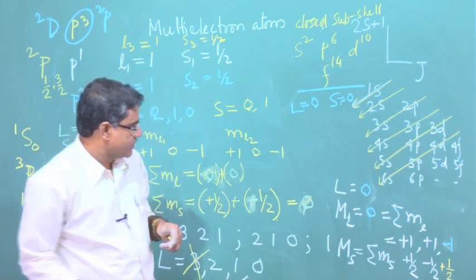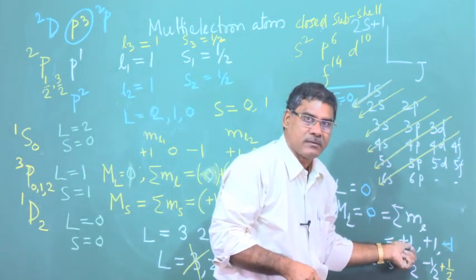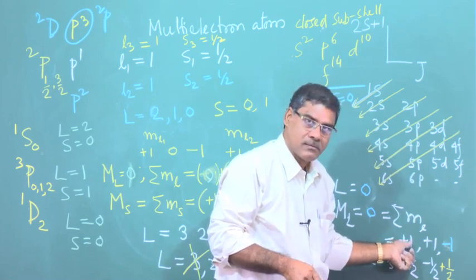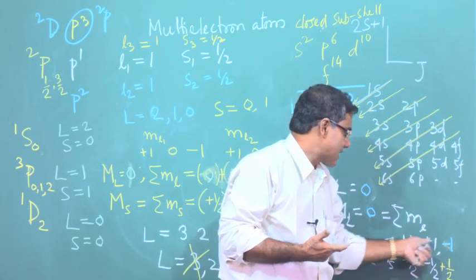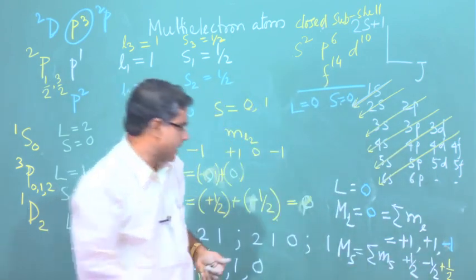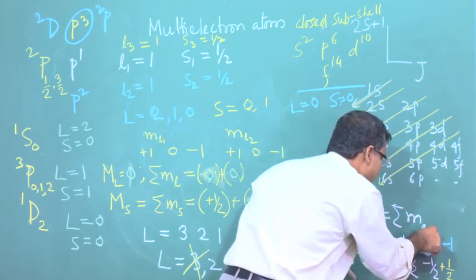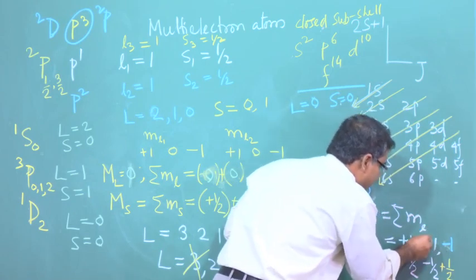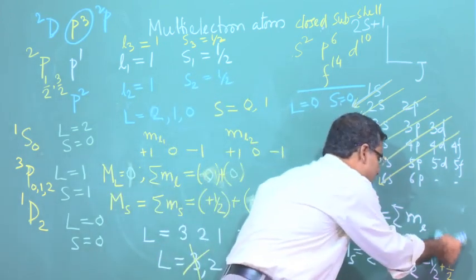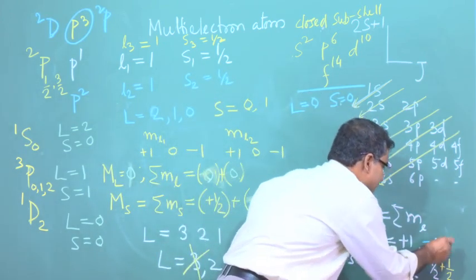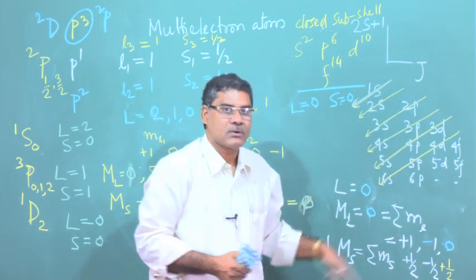So, how can we get 0? We can take plus 1 and minus 1, then it is 0, and for the other one there is no option, one has to take ML value 0. So, plus 1 and another I have to take minus 1. Then it is 0, then the third one I have to assign ML value 0.